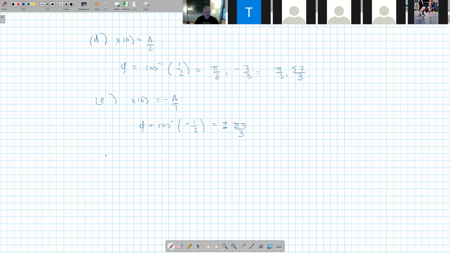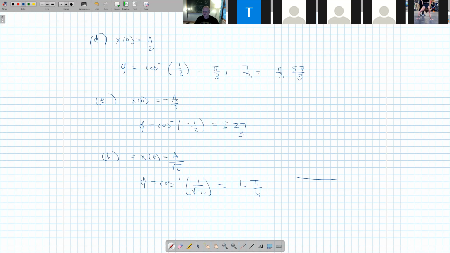And then finally, part F, we then have x of 0 was equal to a divided by the square root of 2, which means our phase factor then is going to be the inverse cosine of 1 over the square root of 2. Anybody know where cosine is equal to 1 over the square root of 2 or square root of 2 over 2? So for what angle is that true? It's okay if you don't. That would be 45 degrees. So that's actually going to be plus or minus pi over 4.